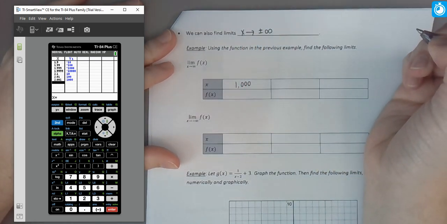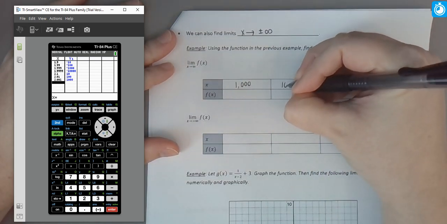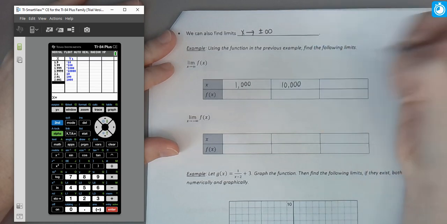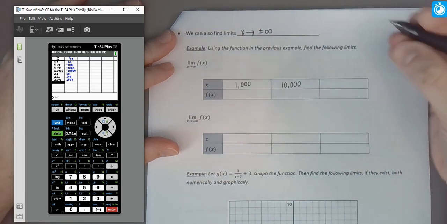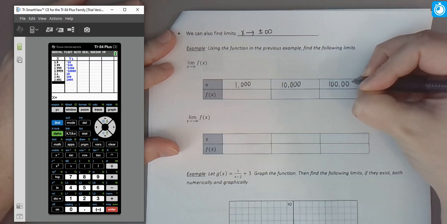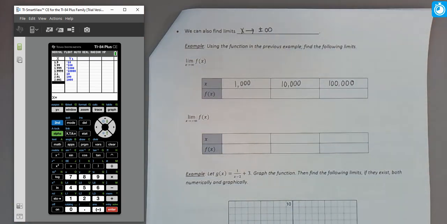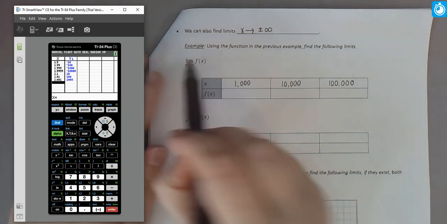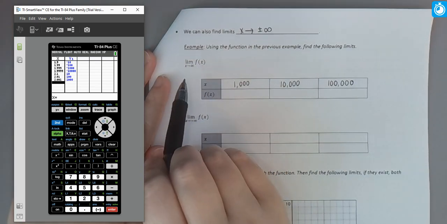Typically we use powers of 10 just to keep things nice and easy and clean. Something even bigger, another power of 10, might be 10,000. That's getting quite a bit bigger. Or maybe 100,000. And of course we could go on from there, but the idea is the x values are getting really, really big. They're going towards infinity.